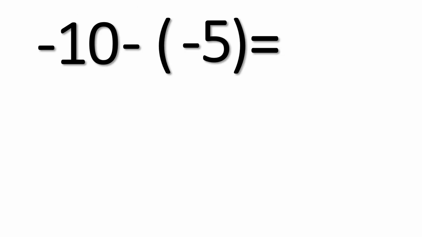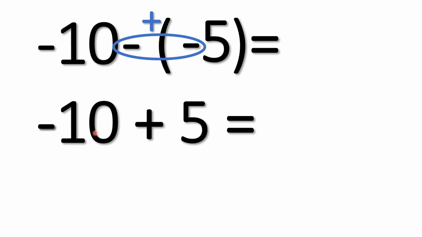Let us think about this one. I need to subtract negative 10 and negative 5. I have two signs next to each other. Decide to put only one. Negative and negative is positive. So now I have negative 10 plus 5, because I replaced these two signs by one, which is a positive.